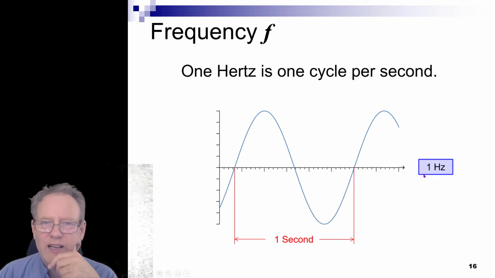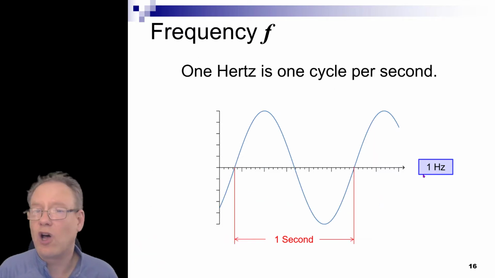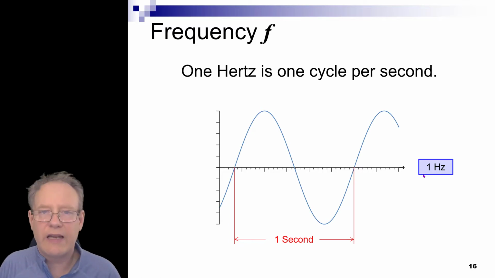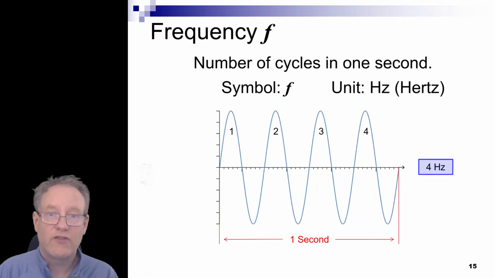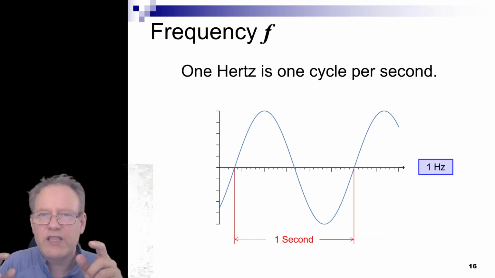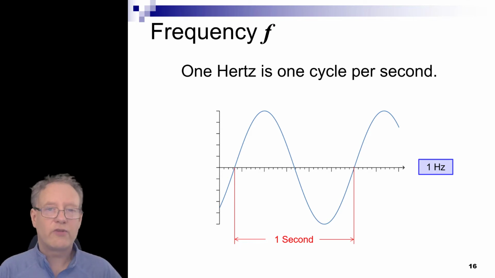But what happens if we extend it a little longer and we make the period a lot longer? Then our frequency goes down because only 1 cycle happens per second. In this case, 4 cycles happen per second. And in this case, only 1 cycle happens per second. So the frequency is lower because less of them are happening per second. So frequency goes up with the number of cycles per second.